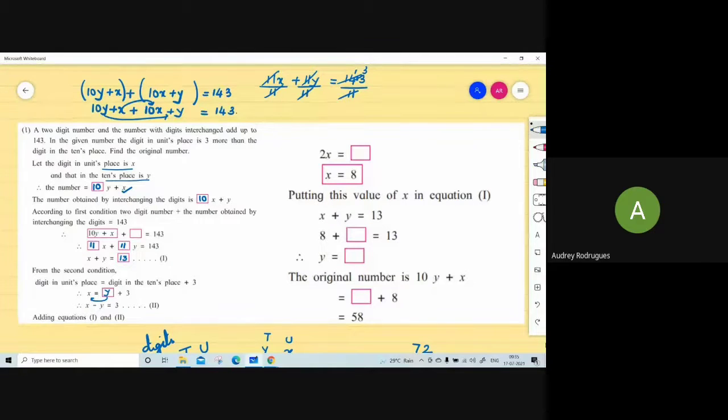Sham, what will be there in this bracket? 2x is equal to box. 2x equals 16. Okay. Sham, I will just solve here and see whether your answer is right. I don't know whether it is right or not, so I need to check.